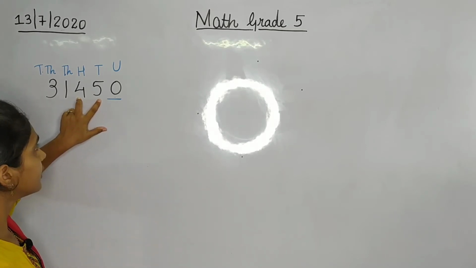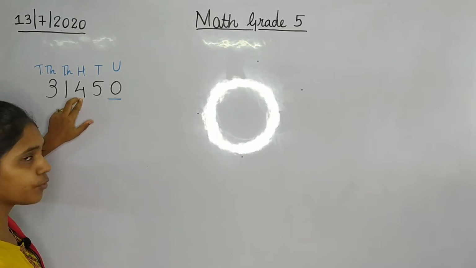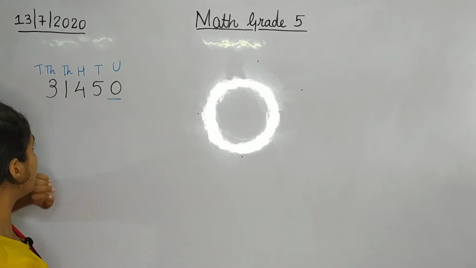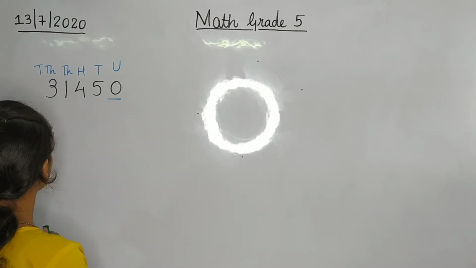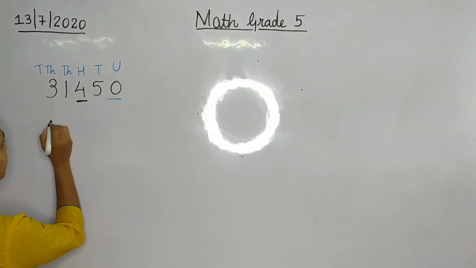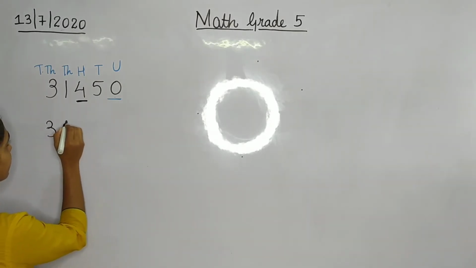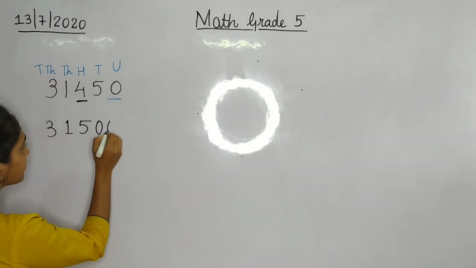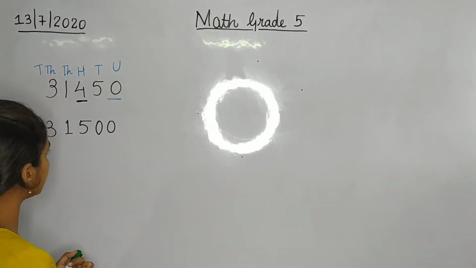So what do we have to do? We add 1 to this 4. Adding 1 to this number 4, I will get 5. So I write 3, 1, 5, and the numbers after that will be 0, 0.